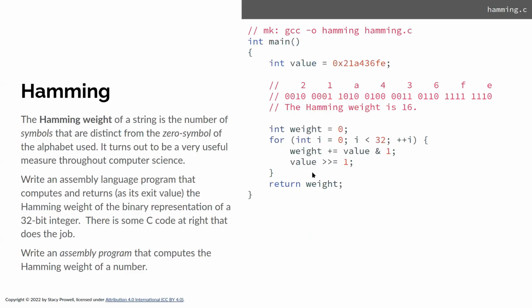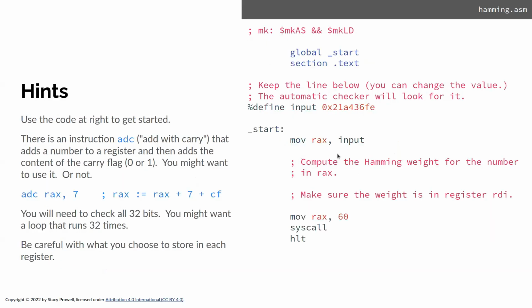In the C code, there was an add. Sure, there was that. So I don't know, maybe there's something you can use here. You'll need to check all 32 bits. I want to work with 32-bit numbers. So you want a loop that runs 32 times. And then you should be careful what you choose to store in each register.